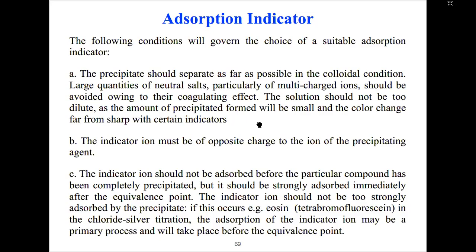The indicator ion must be of opposite charge to the ion of the precipitating agent. Like I said earlier, the indicator can have a positive or negative charge, and it should be opposite to the ion of the precipitating agent. The indicator ion should not be adsorbed before the precipitate is formed. Like earlier, the primary layer should be formed by the own ion, and as soon as the own ion is used up, only then will the indicator form the primary layer. And it should not form a precipitate with any of the ions.